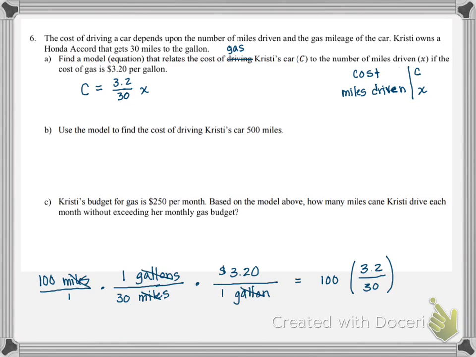We don't really like the number 3.2 over 30 because it's like a fraction and also a decimal. We always want numbers to be either a fraction or a decimal. So luckily you have a calculator now. Put 3.2 divided by 30 in your calculator.